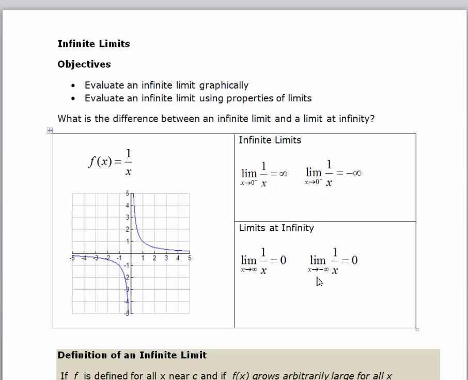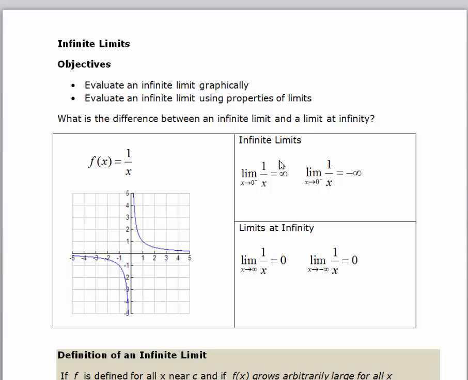The limit as x approaches negative infinity of 1 over x, well, let's let x get smaller and smaller. What happens is our y values are approaching 0. They will approach 0, but they can never hit it. And so the limit of 1 over x as x approaches infinity, and also as x approaches negative infinity, is equal to 0.